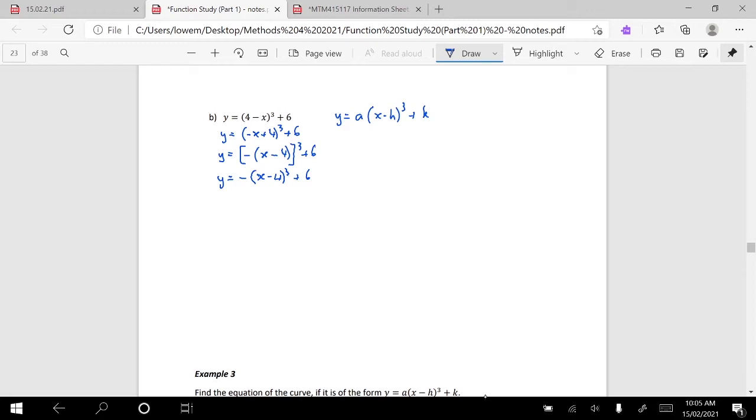So it's shaped like that. And we know our stationary point of inflection is at 4, 6. And we just need to find our intercepts.